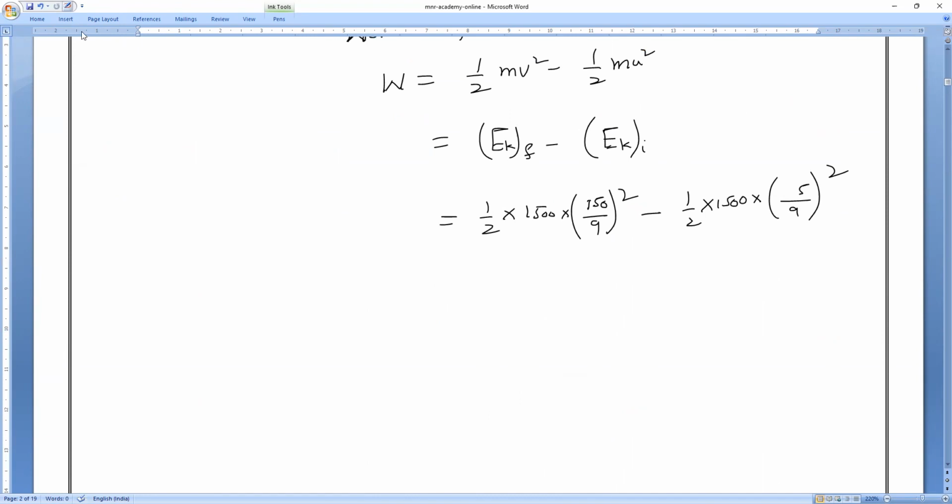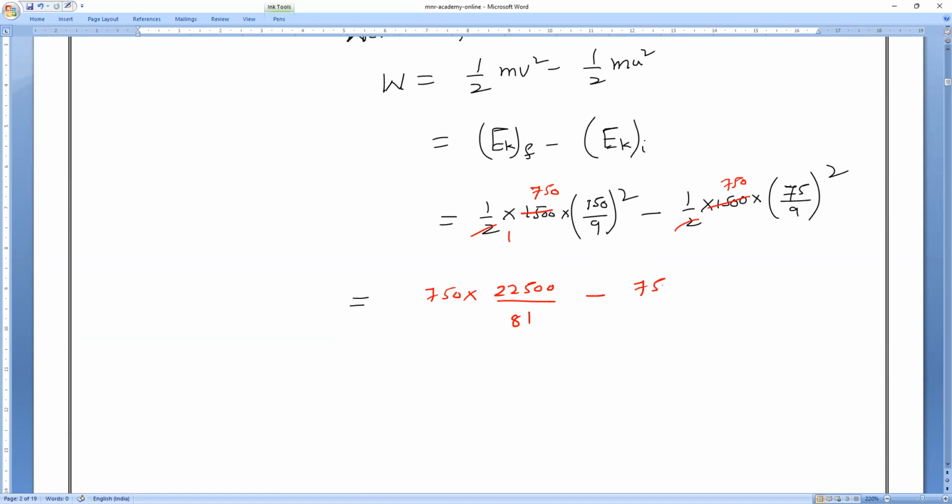Slowly you solve. Calculations will be like this only. If it is a proper number, no problem. If it is not a proper number, this much problem. So half of 1500 is 750. So 750 into 150 whole square. 150 whole square, how much? 22,500 divided by 9 square, 81.